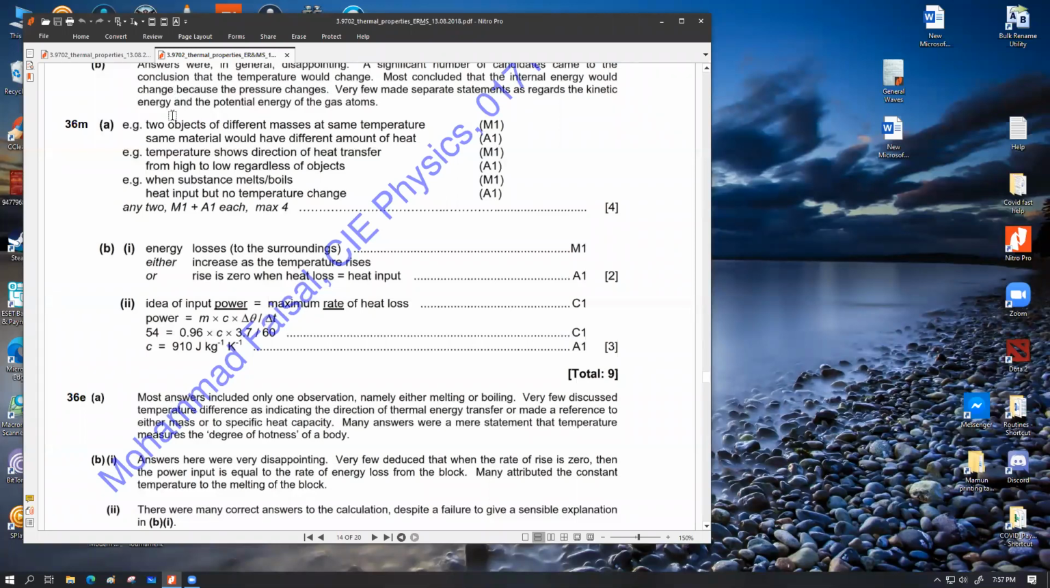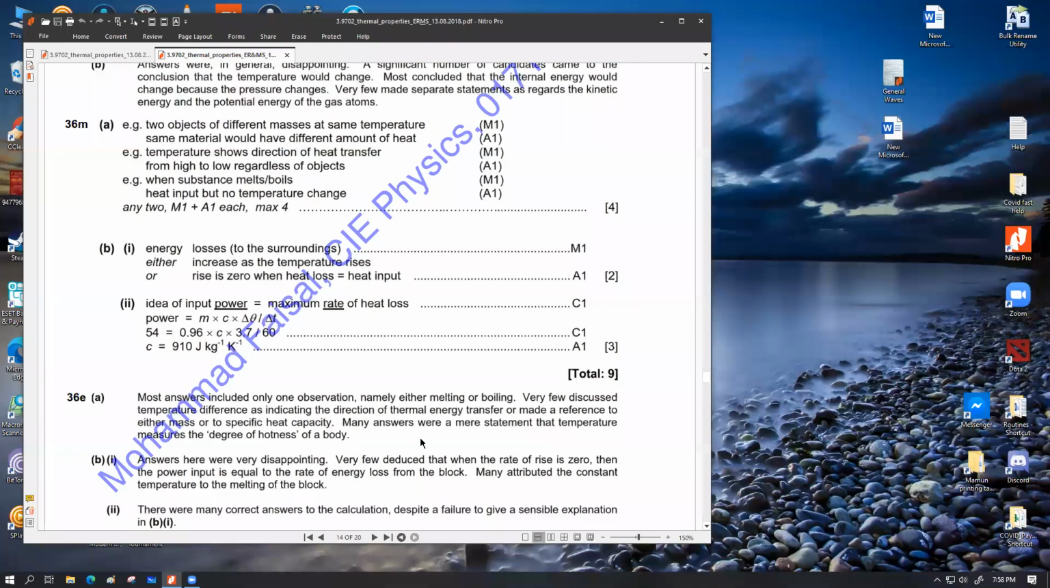Okay, they've given some example-based answers, which means you can write a lot of different examples which logically make sense. Have a look at the examiner's comments. Most answers included only one observation, namely after melting or boiling. Very few discussed temperature difference as indicating the direction of thermal energy transfer or made a reference to either mass or specific heat capacity. Many answers were a mere statement that temperature measures the degree of hotness of a body. What? Degree of hotness? That sounds wrong. Anyway.